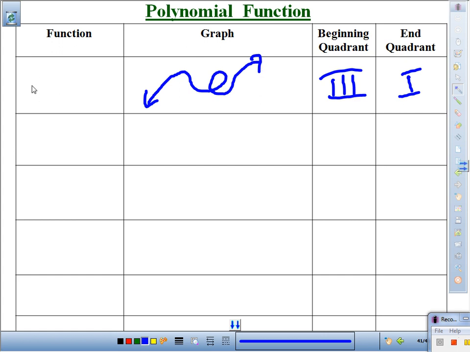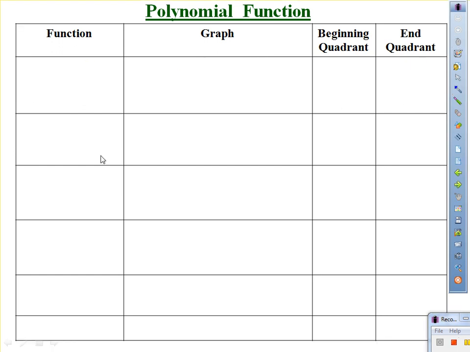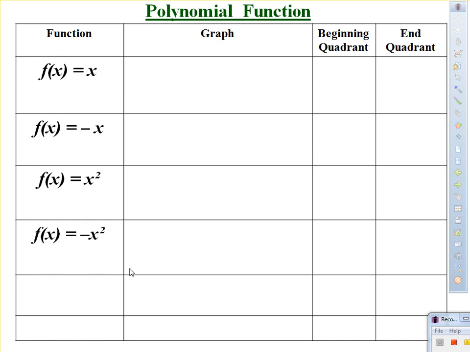So which functions shall we enter? Well, let's say this function I just did is f of x equals x cubed. Because I just made that up. However, write these down. f of x equals x. The next one down is f of x equals negative x. The next one down is f of x equals x squared. The next one down is f of x equals negative x squared. The next one down is f of x equals x cubed.